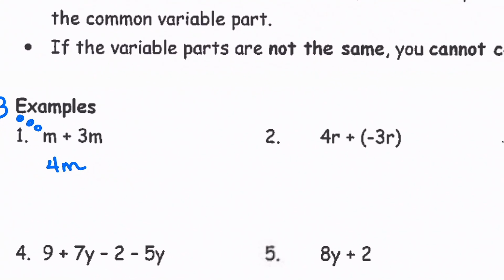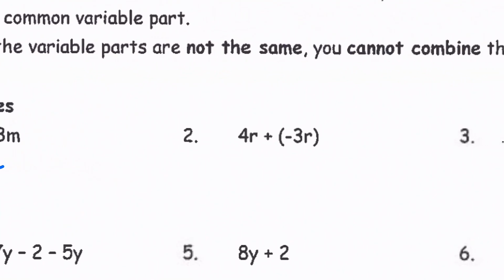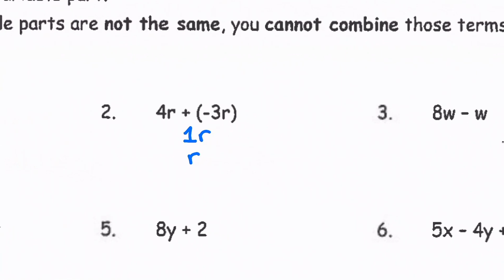All right, let's take a look at the next one. The first thing I'm going to ask myself is, do they have the same variable? Yep, they're both r's. So really, all I need to do is add 4 plus negative 3. 4 plus negative 3 would be 1. So 4r plus negative 3r is 1r. And that's great for a 7th or 8th grader. But honestly, at this stage of the game in high school, you do not write 1r. If you're talking about 1r, you're literally just going to say r. The 1 is implied, and we're done with that one.